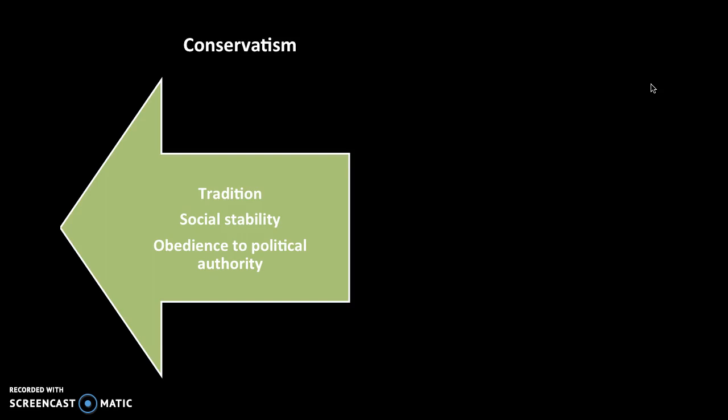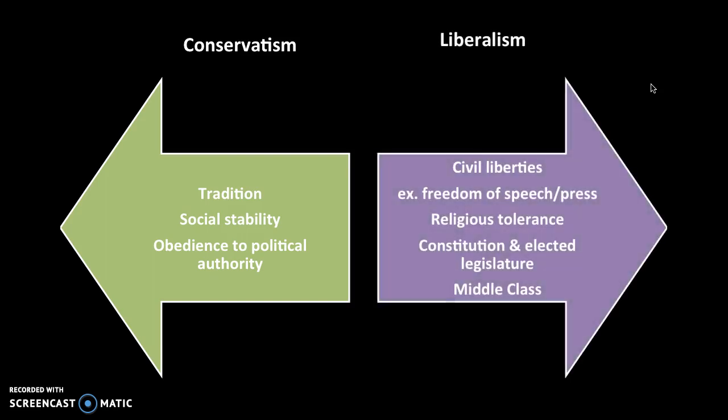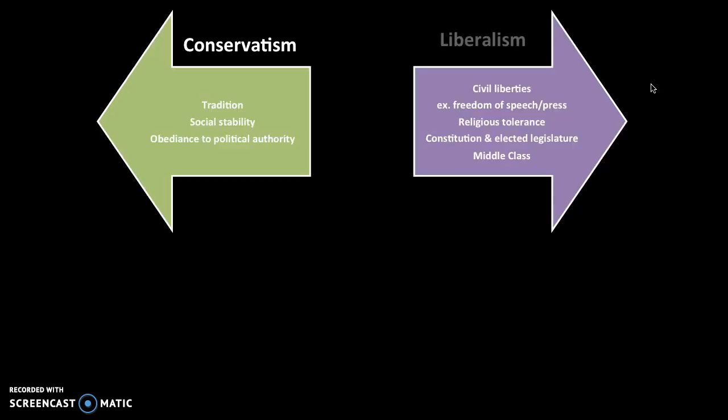So you've got conservatives, they like tradition, they like stability, obedience to political authority, traditional religion. They're pro-monarchy. They're usually anti-democracy, certainly anti-universal male suffrage. Then you have liberalism. They want their civil liberties protected in the written constitution. They favor religious tolerance. They like legislative assemblies. It is often supported by the middle class.